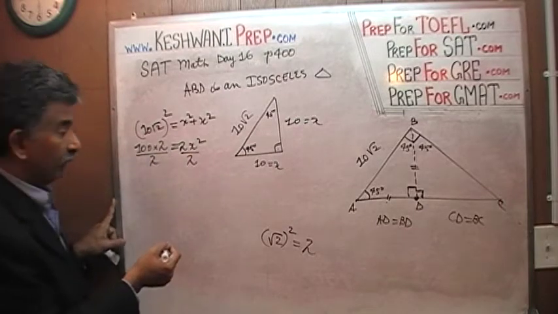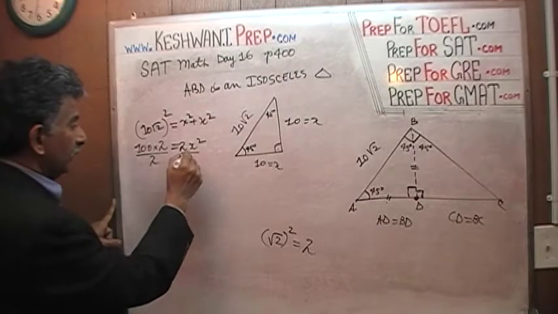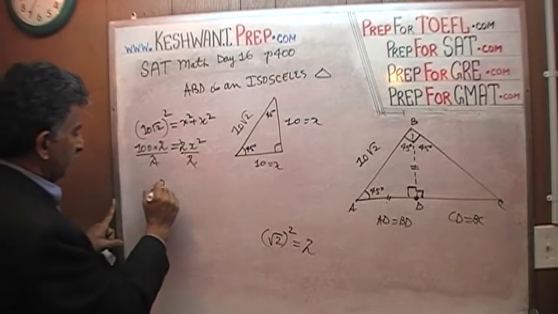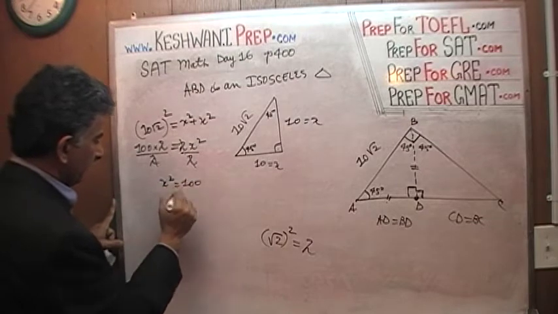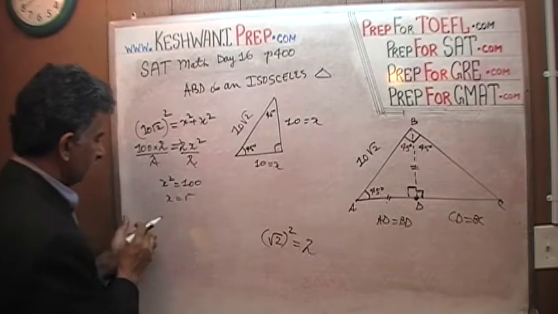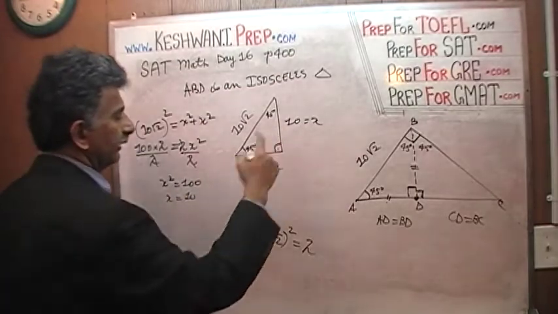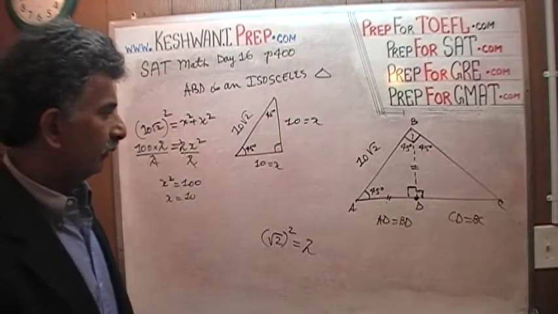I just said I wasn't going to do it, but then I'm doing it anyway. Divide both sides by 2. So this 2 drops out. These 2 drop out, and x squared becomes 100, which means x is 10. Which means x is 10 right here, right here. We're almost there.